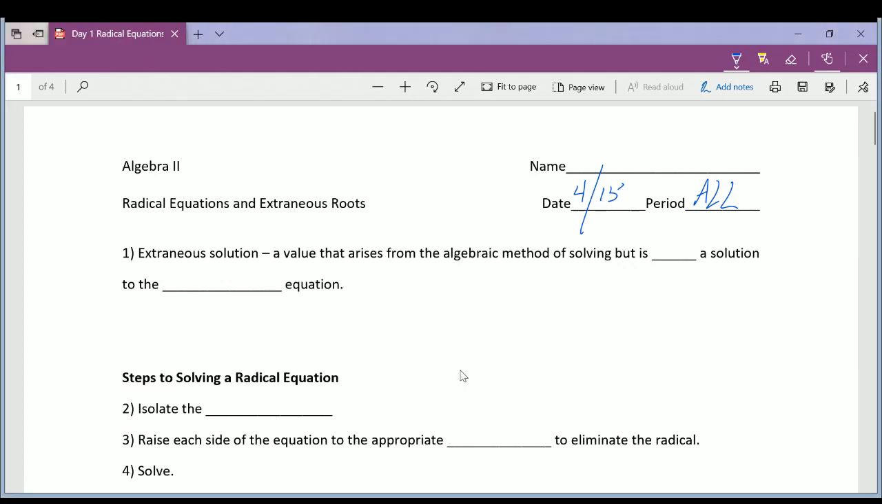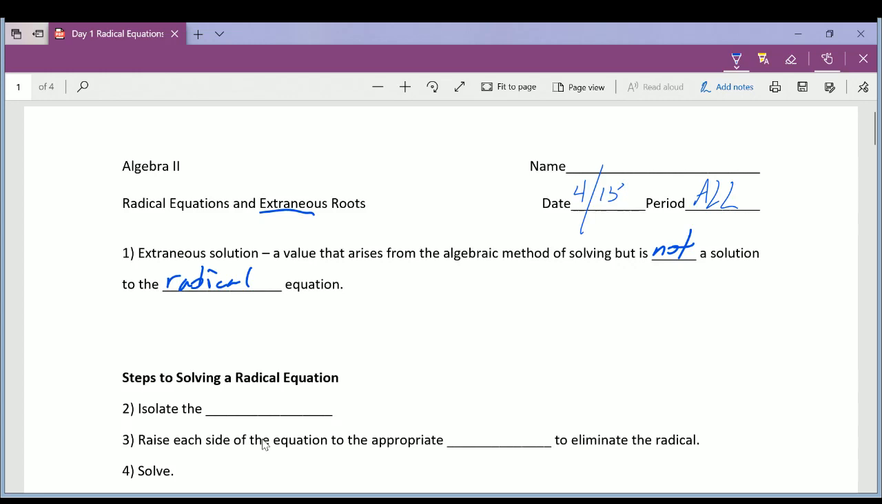So the next topic is solving radical equations. Okay, that's equations that have things like square roots. Actually, that's the only root we're going to talk about. An extraneous solution is an important feature we're going to talk about along with it. That's a value that arises from the algebraic method of solving, but is not a solution to the radical equation. Okay, that's something we're going to be checking for every time we get an answer.